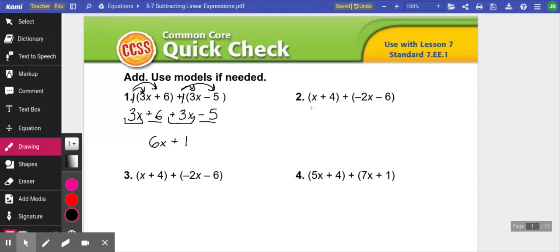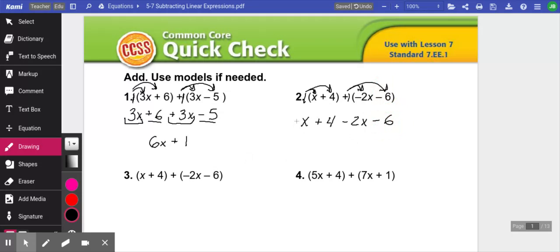For number 2, we're doing the same thing. So I notice that I cannot combine my like terms because of parentheses. So I distribute my 1 through the parenthesis. 1 times x is x. 1 times 4 is 4. Now 1 times negative 2x is a negative 2x. And 1 times negative 6 is negative 6.